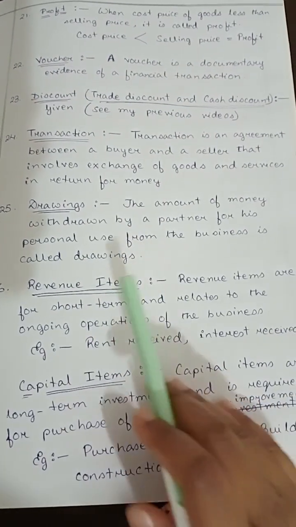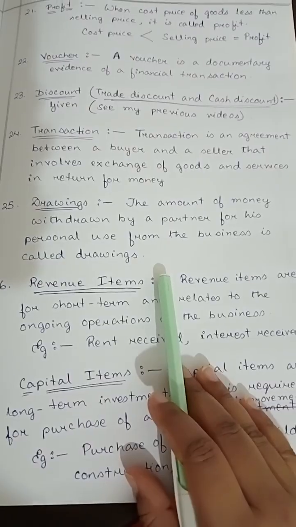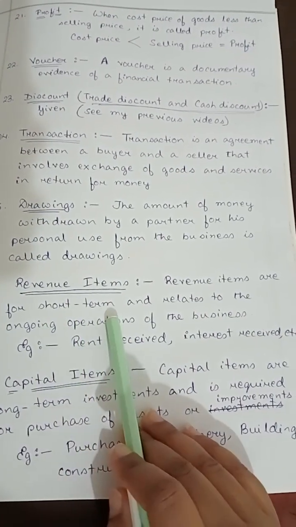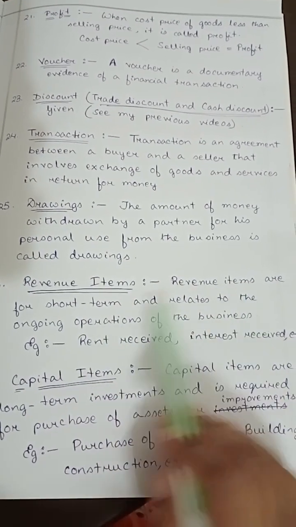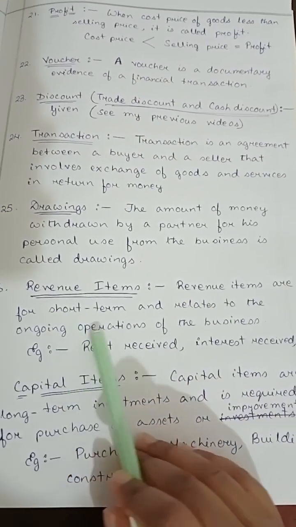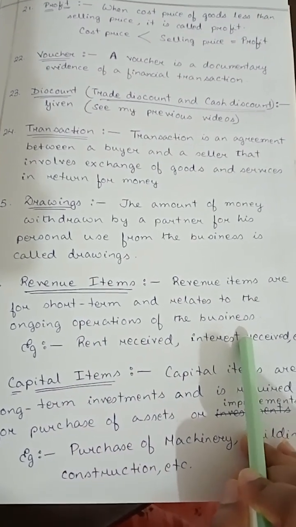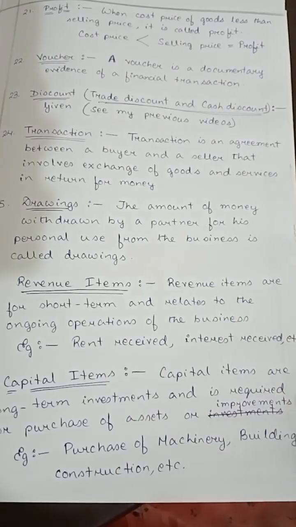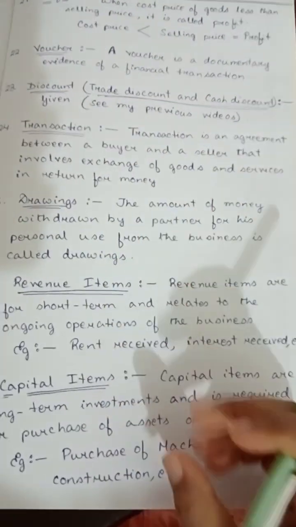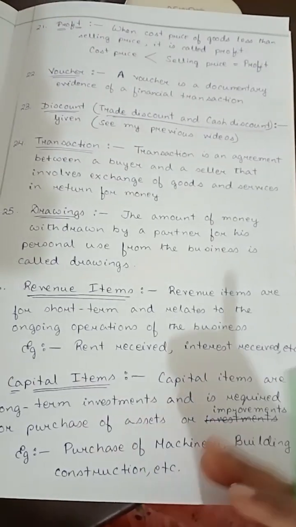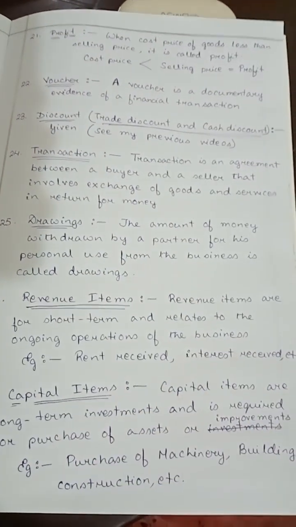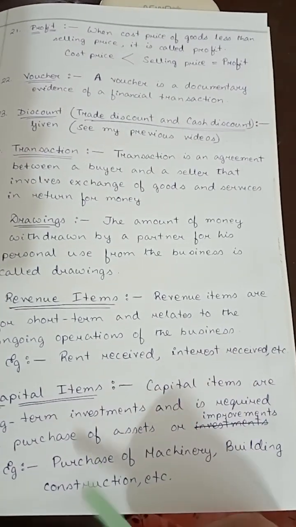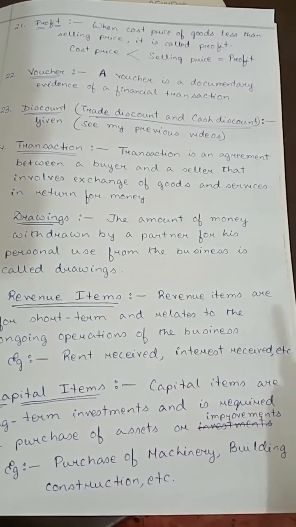Drawings, it is the amount of money withdrawn by a partner for his personal use. Revenue items are what? Rent received, interest received. Revenue items are for short term and relate to day-to-day operations of the business. While operating the business, if rent is received, interest is received, that is a revenue item of small amounts. Capital items are of huge amounts. It's long-term investment and is required for purchase of assets or improvements like purchase of machinery, building construction, etc.